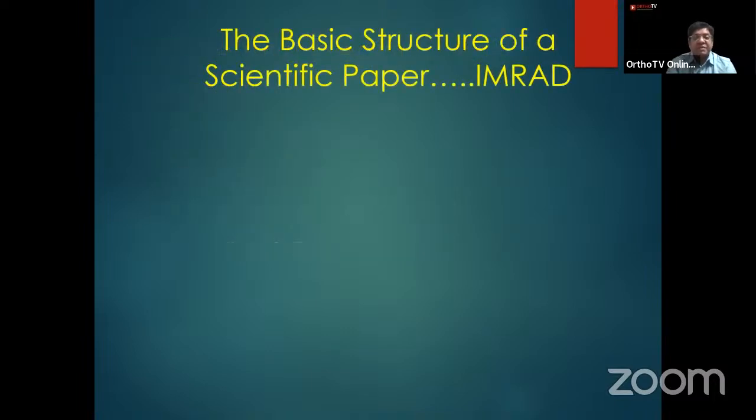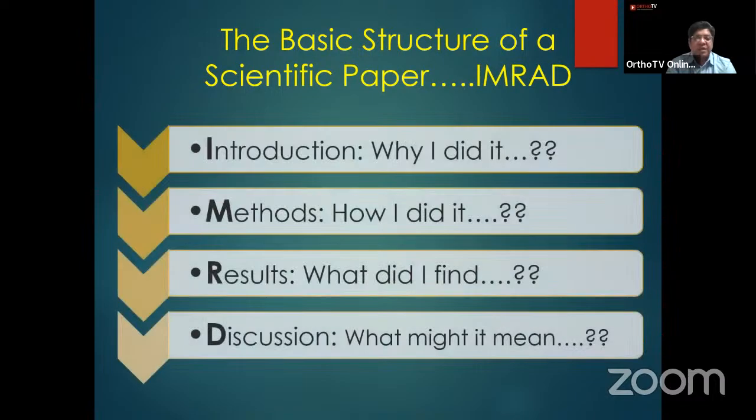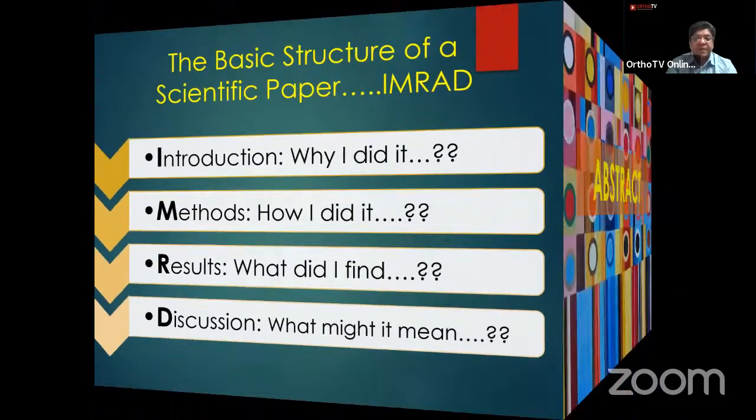The basic structure of a scientific paper is the IMRAD format. Introduction covers why I did it, methods cover how I did it, results cover what I found, and discussion covers what it might mean. This is the basic structure of a scientific paper.